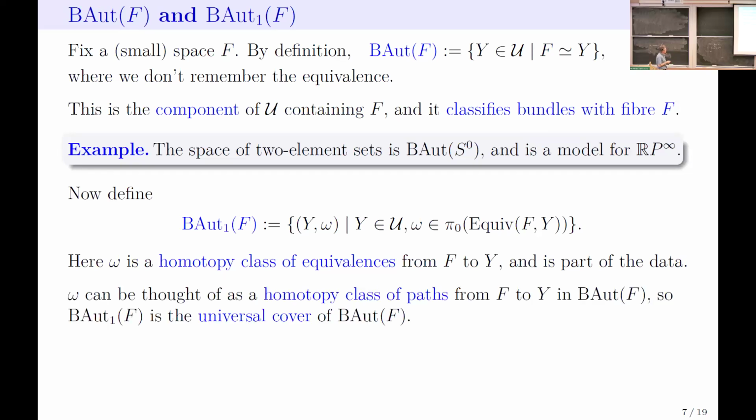And if you remember, an equivalence is the same as a path. So I can also think of this as a homotopy class of paths from F to Y in B0F. And if you remember the construction of the universal cover of a space at some base point, you take the collection of all other points in the space along with a homotopy class of paths to the fixed base point. So this is a construction of the universal cover of B0F.